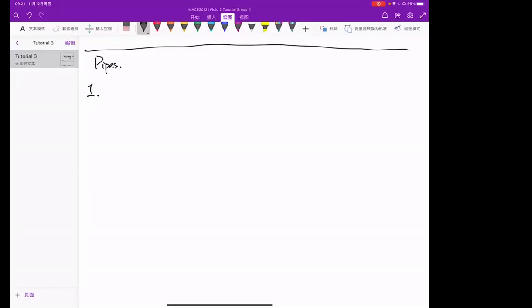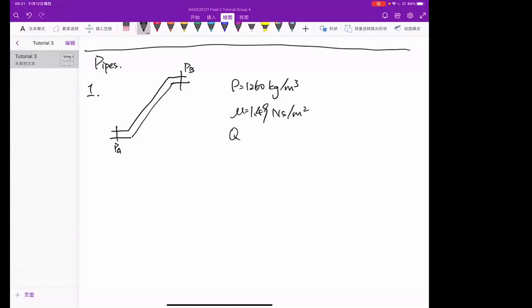So in the first one, it gives you a pipe in this way. You know the PB here and PA here. So the density is 1260 and the viscosity is 1.49 newton second per square meter. The flow rate is given, which is 8 cubic meter per hour. So bear in mind, here it is an hour, so in your calculation, you need to convert it to cubic meter per second.